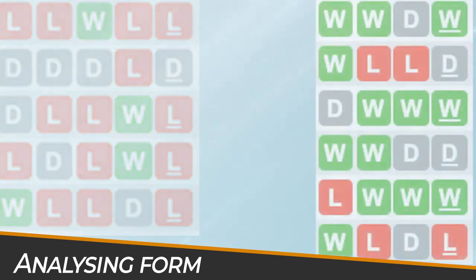In this episode, we're going to be looking at analysing form and how you can use this to your advantage to find value in the market. Now, form is one of the key factors that I assume most people use when deciding on picks to make. But only in recent years have I changed my approach to analysing form to deliver more successful bets.